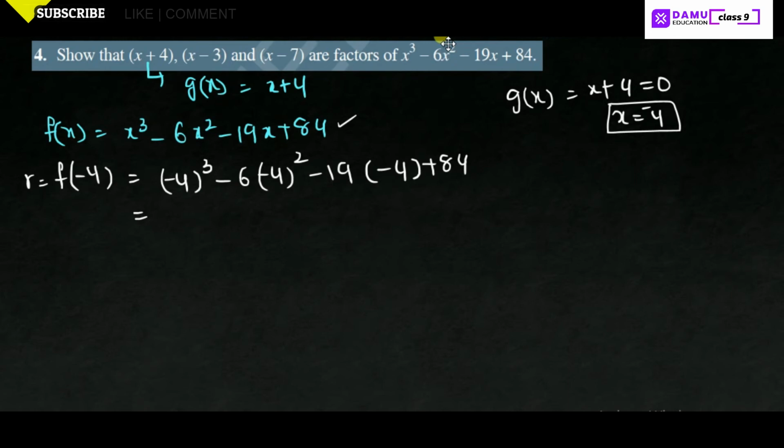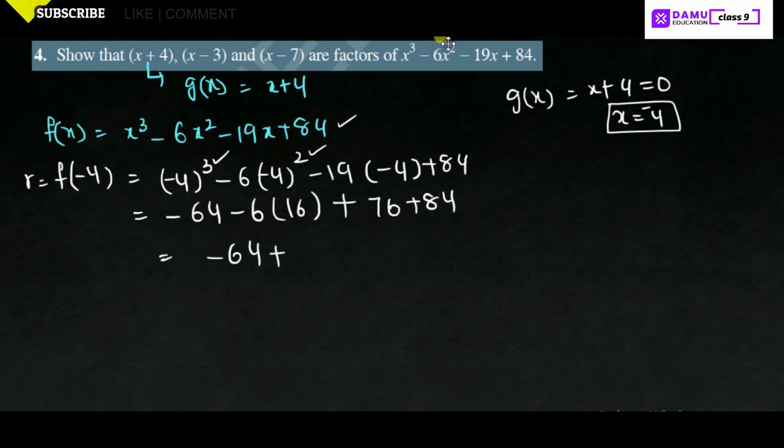So here, minus 4 whole cube: since it is an odd power, it will become minus. 4 cube is 64, so minus 64. Minus 6 into minus 4 whole square: since it is an even power, the minus will become plus, that is 4 square is 16. Minus into minus will become plus. 19 fours are 76, so plus 76 plus 84. So let's take minus 64 minus 96, since 16 sixes are 96, plus 76 plus 84.